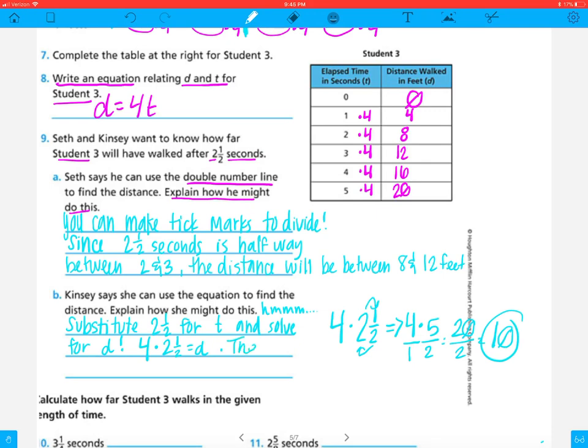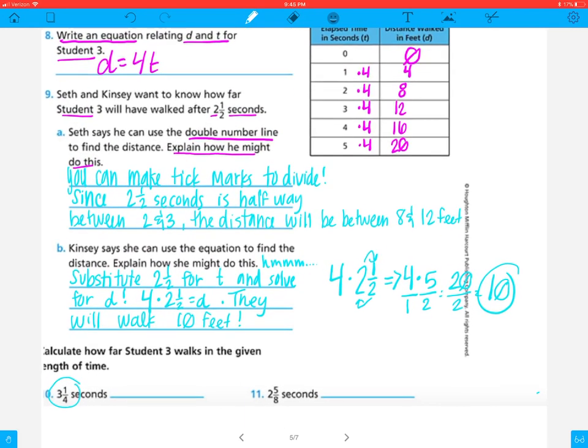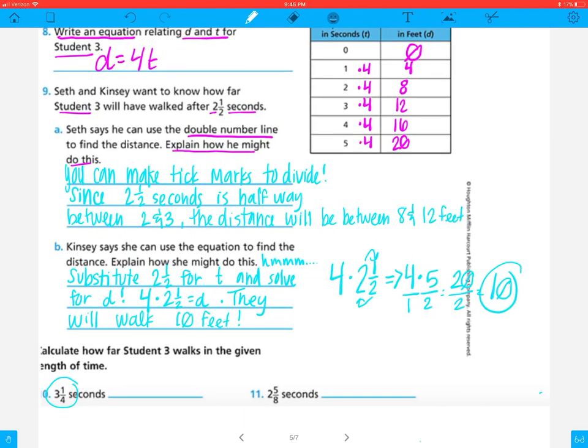So student 3 walks 10 feet in 2.5 seconds, which, if we looked at my estimation, it had to have been between 8 and 12 because we were looking at 2.5, just like our number line. Feels pretty good to do that. So this time we're going to plug in 3 1/4. I'm going to do the exact same thing.